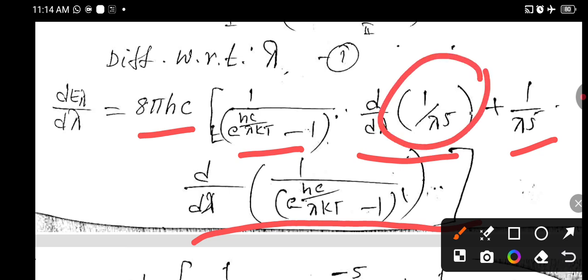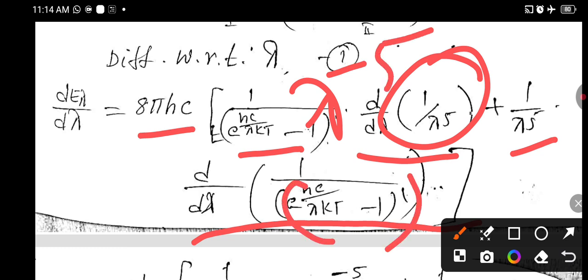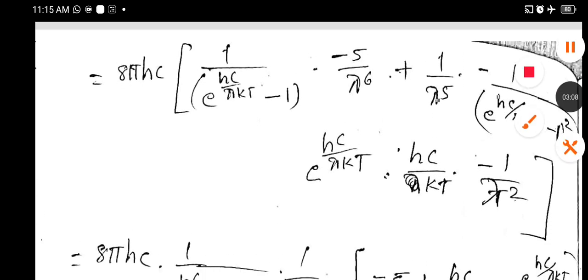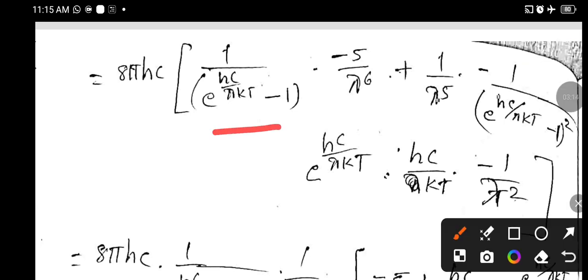So 1 by lambda^5 can be written as lambda to the power minus 5. After differentiating, 8 pi hc, the second function remains the same, and the differentiation of 1 by lambda^5 is minus 5 by lambda^6, plus the first function 1 by lambda^5 into the differentiation of the second function, which is minus 1 by (e to the power of hc/lambda kT minus 1) whole squared.